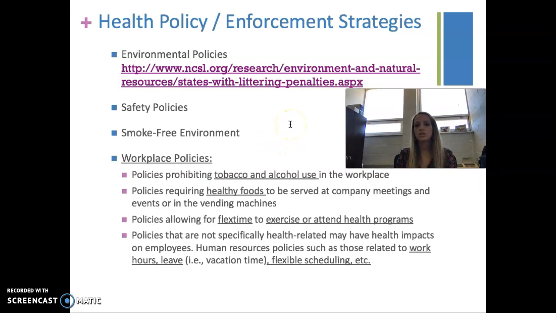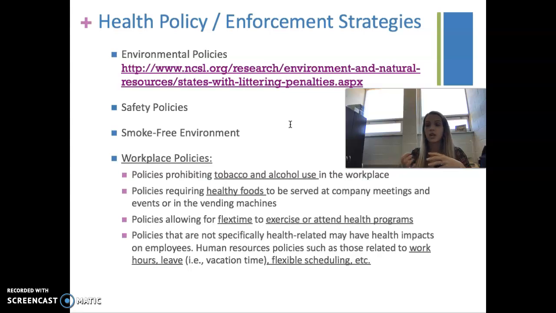Continuing on with health policies, different environmental policies. One is like littering laws, right? That's an environmental policy. Littering penalties, actually giving you a financial penalty for littering. Safety policies, smoke-free environments, right? So many workplaces now have tobacco use policies or smoke-free policies for their environments. Some other ones may include, we just talked about the first one, policies requiring healthy foods in meetings and vending machines. We have that policy here on campus, right?